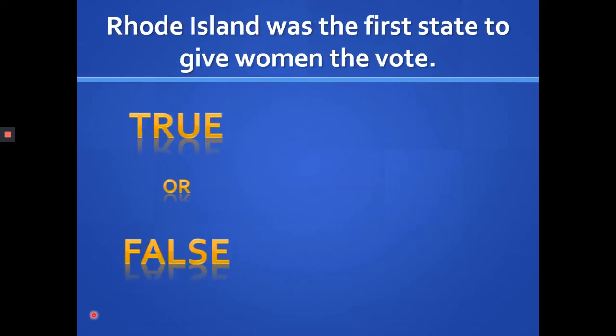All right, here's our second question. Rhode Island was the first state to give women the right to vote. True or false? Pause your video and think of your answer.